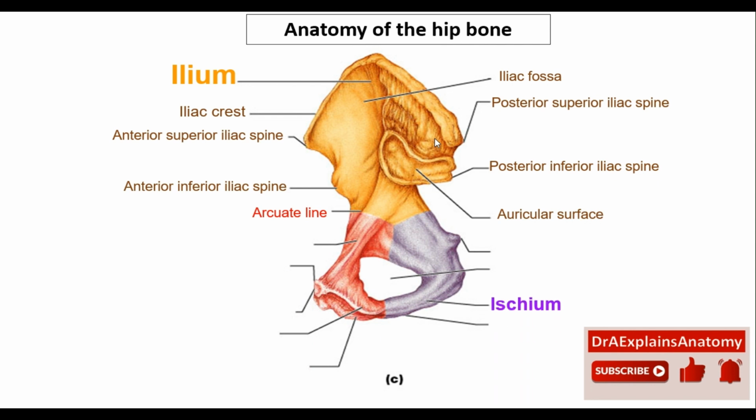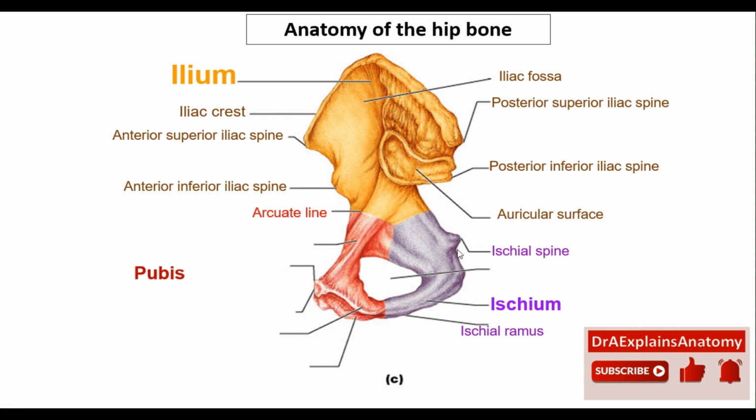This right here is the ischium bone. This is the ischial spine. This is the ischial ramus. As we mentioned previously, we only have one ischial ramus. We also mentioned that the ischial spine separates the greater sciatic notch from the lesser sciatic notch.